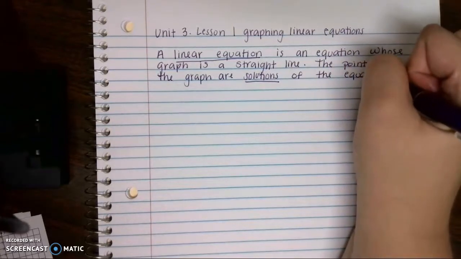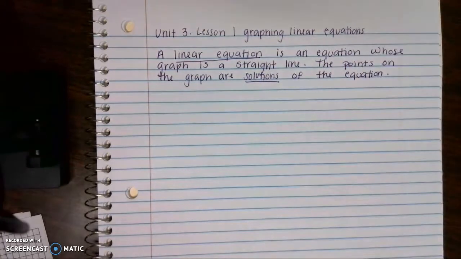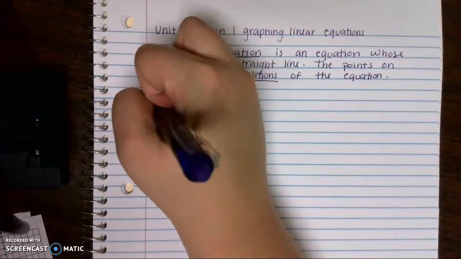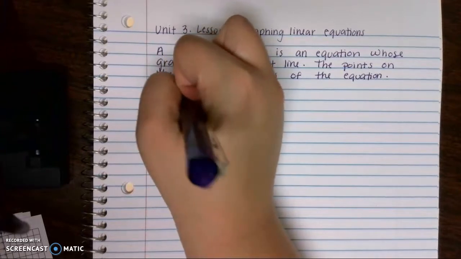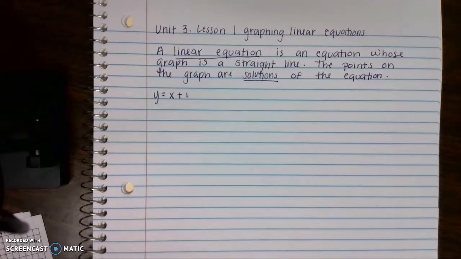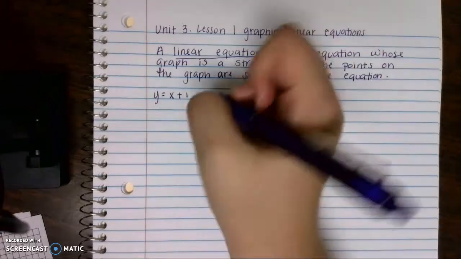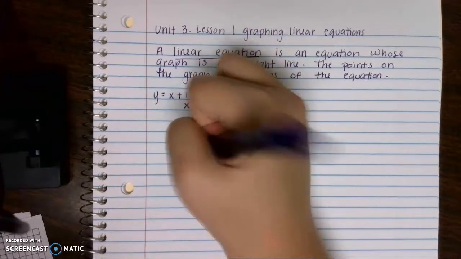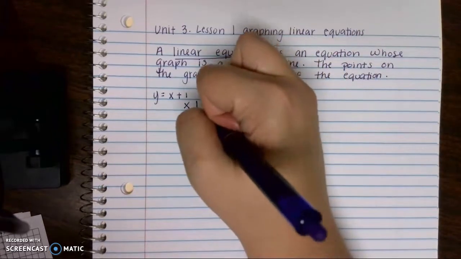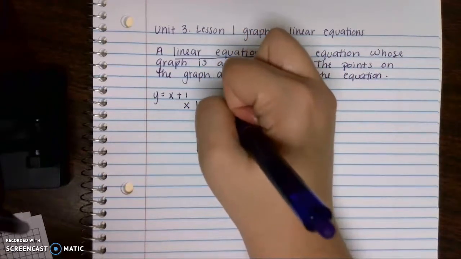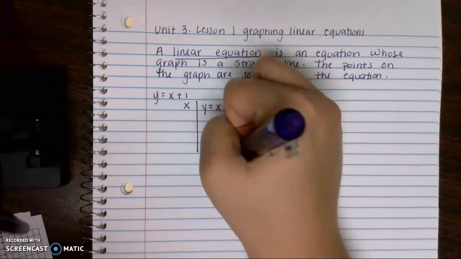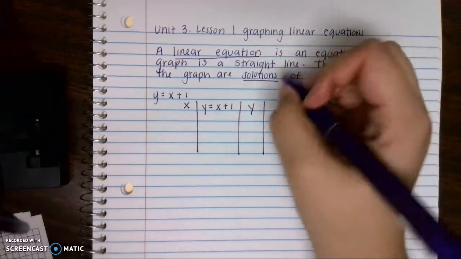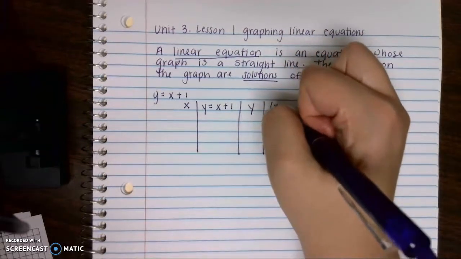We're going to graph 4 equations today. Okay? So our first one that we're going to do is y equals x plus 1. So what I want you to do is to create a table with your x values, your y equals equation, what your y value will equal, and then your solution point or your ordered pair.